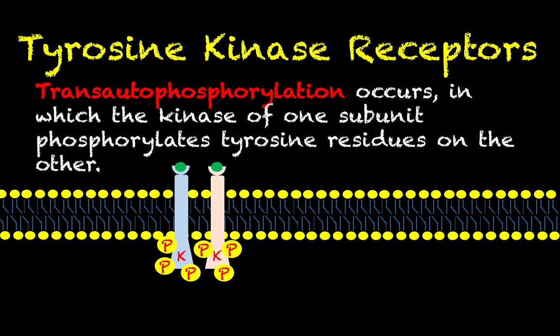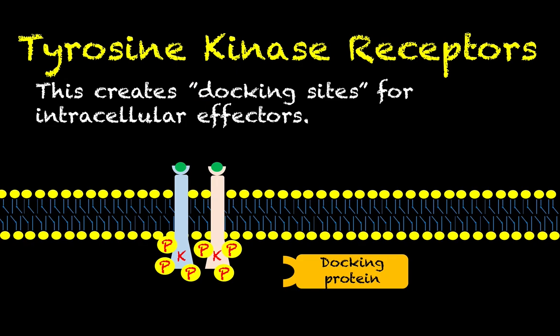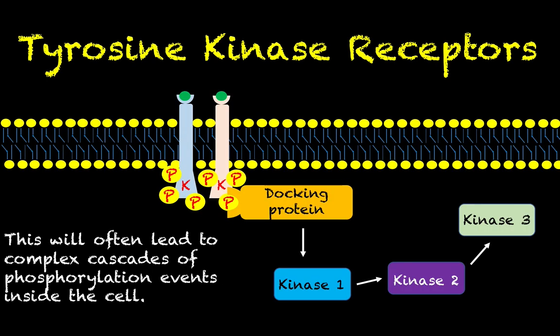First, activation of these kinase domains, in addition to the trans-autophosphorylation, you'll also get some phosphorylation of substrates that are inside the cell, very in line with what we've seen from the activity of kinases before. But in particular, for tyrosine kinase receptors, a very common thing we see is that these phosphorylation sites create what we call docking sites for intracellular effectors. So what I've illustrated here is a generic docking protein that, now that these kinase domains have attached phosphates, has something to grab onto.